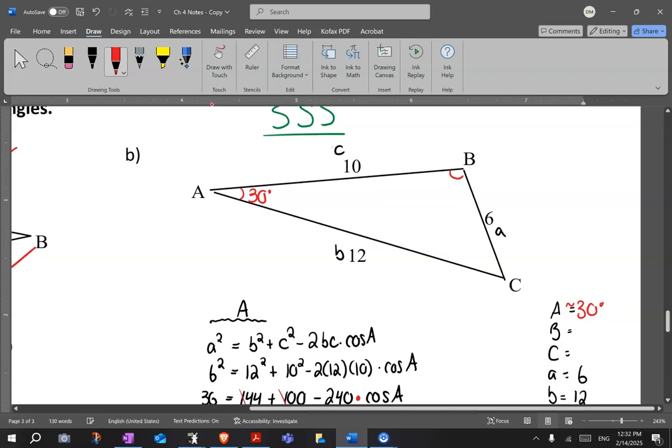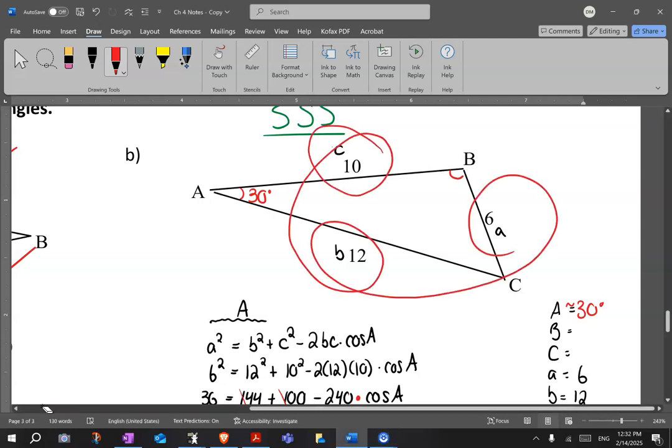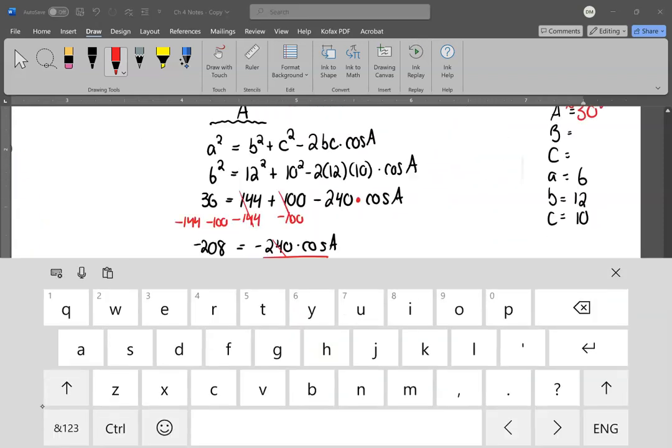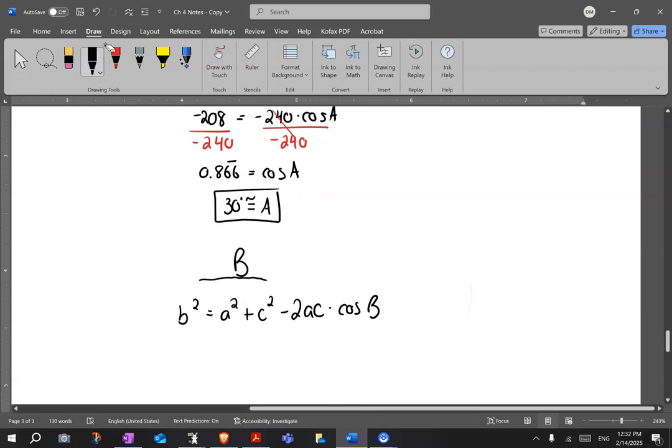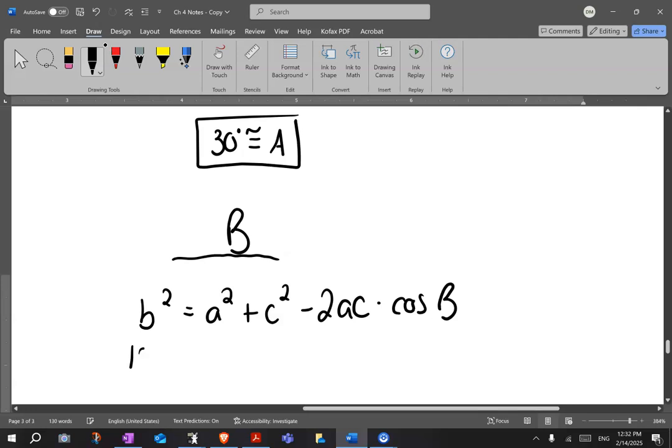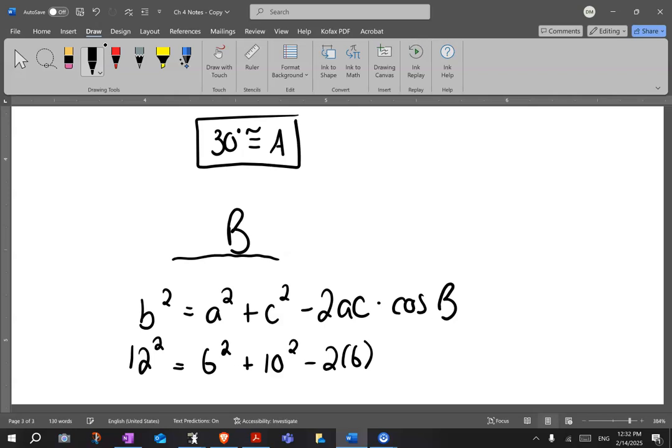I'm just going to go and find B. And I'm going to do that with the cosine law because the cosine law just needs all three sides, and I already have them. Instead of finding A, I'll find B. And because it's B, I will use the B formula, which is right here. And now I just got to fill things in. B is 12 and C is 10. And A, I think, was 6. So minus 2 times 6 times 10 times cos of B.